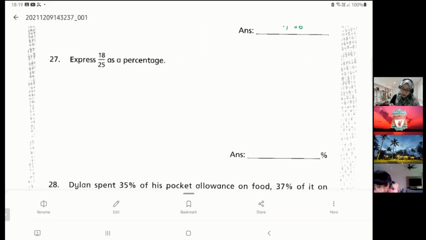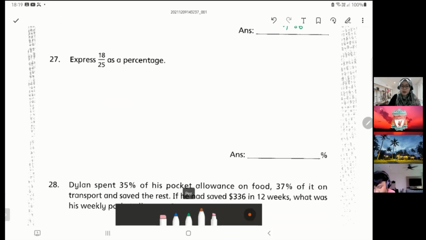Next one. It's an easy one. Express 18 over 25 as a percentage. Okay, so as a percentage, as I told you, you must times 100%, right? So 18 over 25 times 100% equals to, so you go crosswise first. This one and this one divide by 25, you get this. Then 18 times 4, you get 72%. That's my answer.